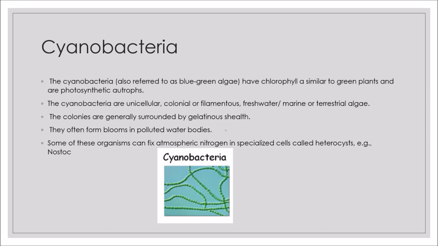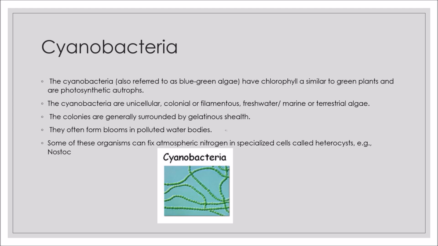Next is cyanobacteria. This cyanobacteria is also known as blue-green algae. They have chlorophyll like all other plants, and they are photosynthetic. Photosynthesis takes place in these organisms and they are autotrophs. The cyanobacteria are usually unicellular. Only one cell will be present, and they form colonies or filaments. They will be present as a group only. They may be present in fresh water or marine water, or some may be terrestrial also.